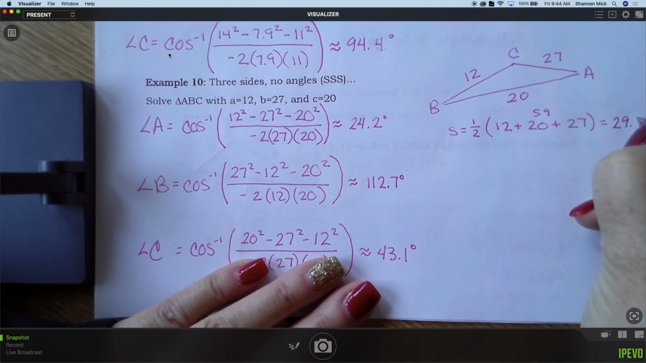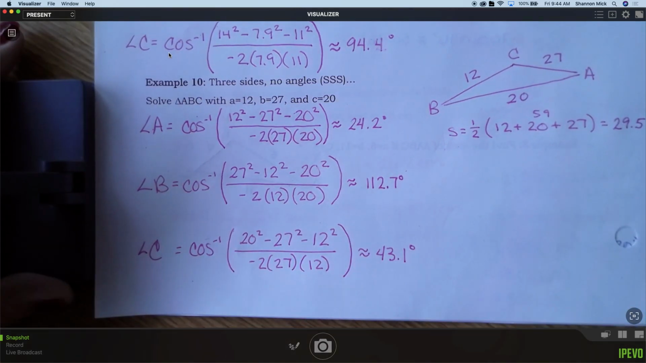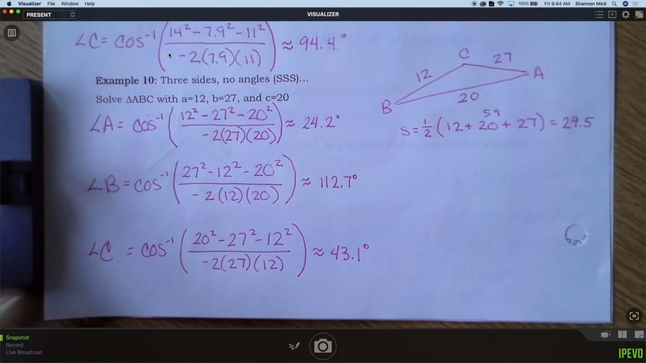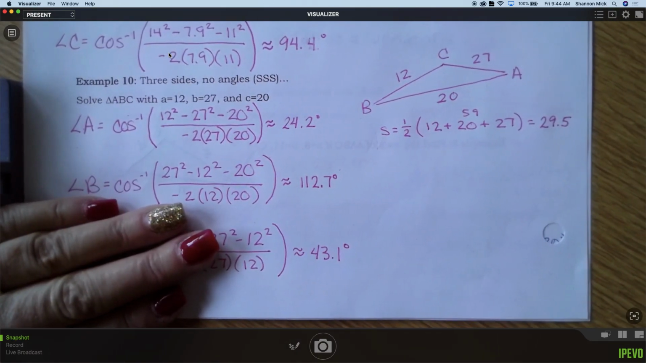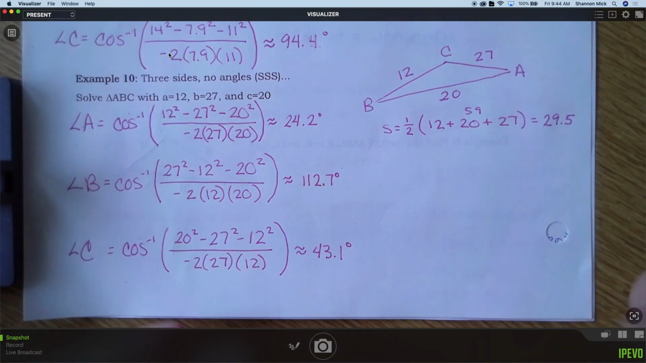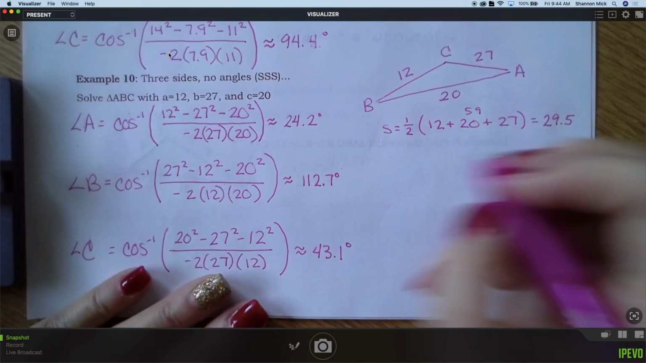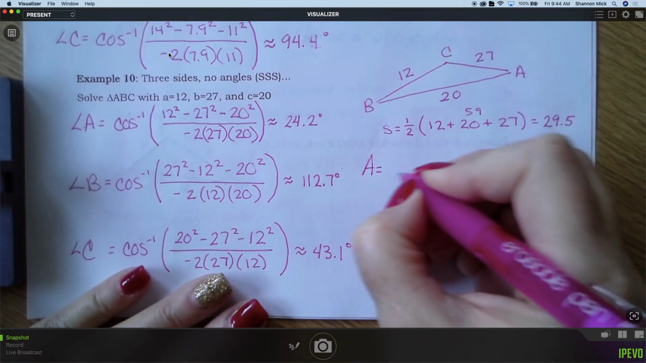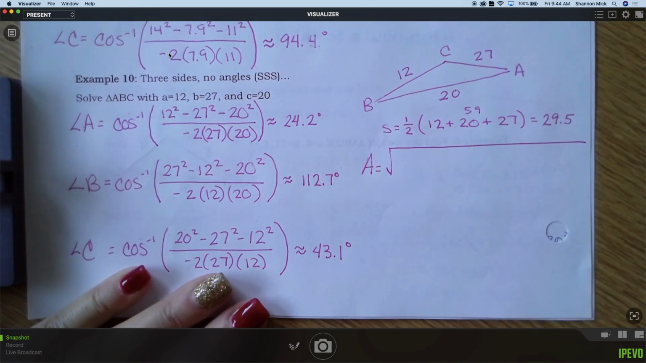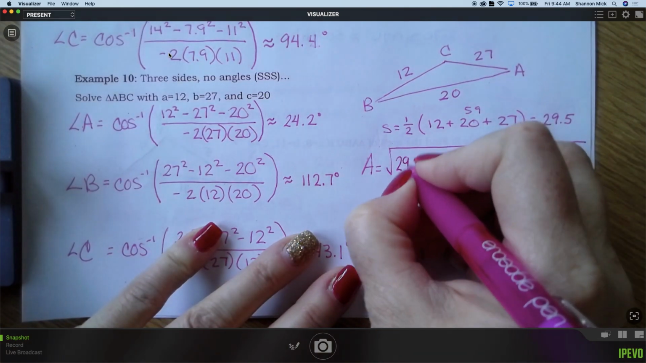I get 29.5. Did you guys get 29.5 also? So area equals what now? 29.5.